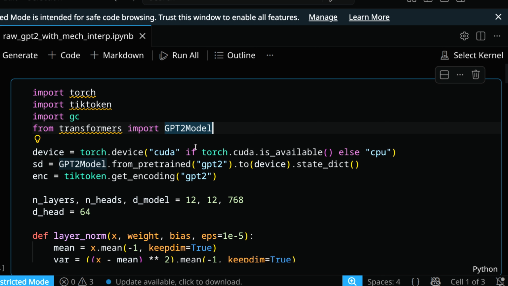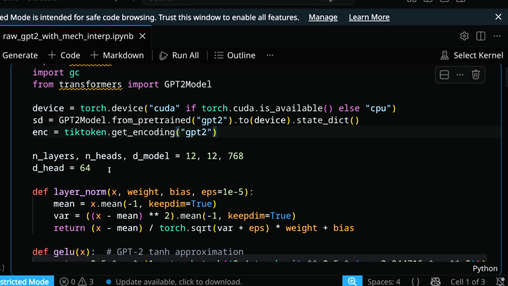Right here it says if torch.cuda is available, else CPU. So this is checking if the graphics card is available for processing the data, because it has a lot more cores than a CPU does, so it can process more at a time. And here's the GPT-2 model, and it's putting it on the device, like the graphics card with CUDA. And here's tiktoken, for converting the words you type in into numbers representing those words.